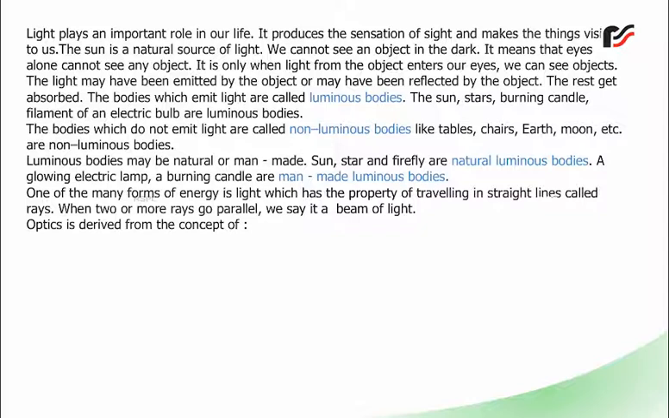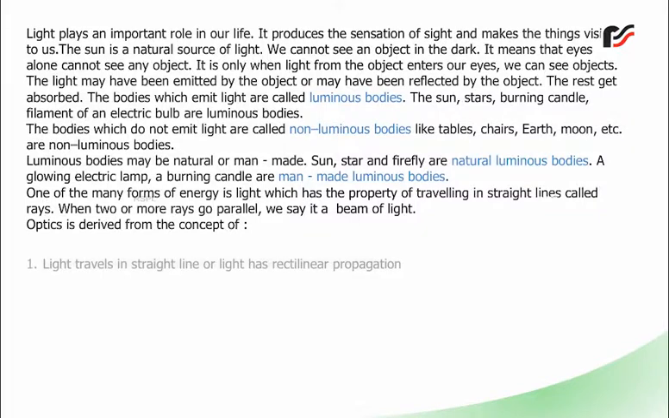Luminous bodies may be natural or man-made. Sun, star and firefly are natural luminous bodies. A glowing electric lamp and a burning candle are man-made luminous bodies. One of the many forms of energy is light, which has the property of traveling in straight lines called rays. When two or more rays go parallel, we say it is a beam of light.